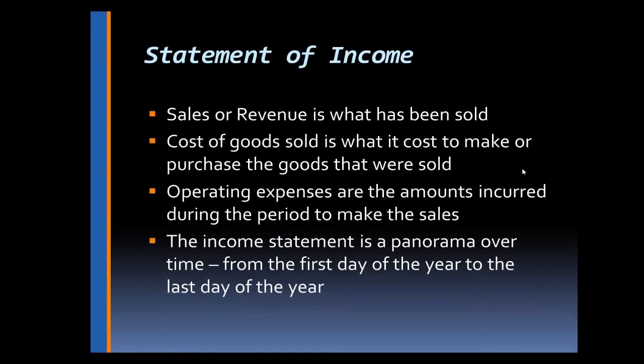The statement of income, sometimes called the statement of operations, has several categories. The sales or revenue line on the income statement represents what has been sold as a good or service. Cost of goods sold is what it cost to make or purchase the items that were sold. So if you manufacture the item that you sold, that is the cost of goods sold. If you purchased the item from another vendor and then turned it around and resold it, that is the cost of goods sold.